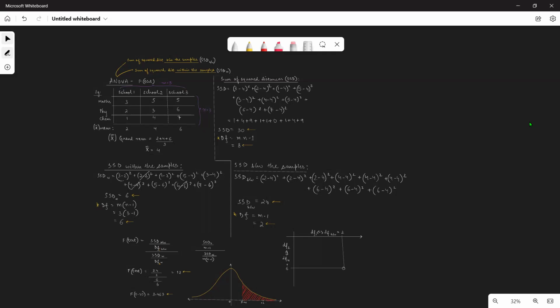And as far as the formula is concerned, it's very simple. But in order to identify the values for these components, it will take some time. Okay, no problem. It's fine.